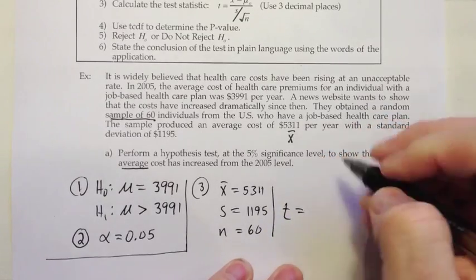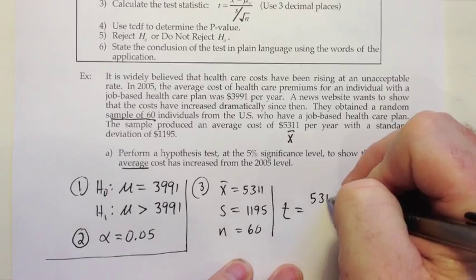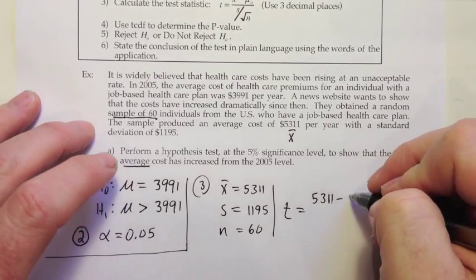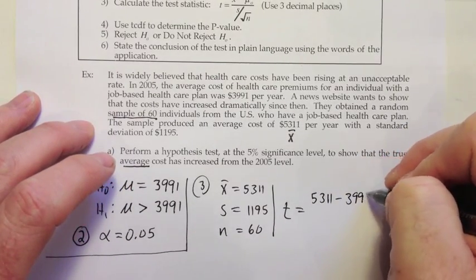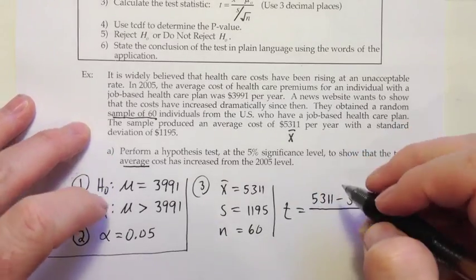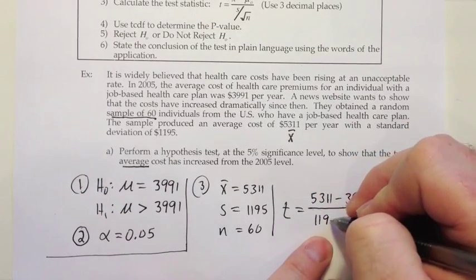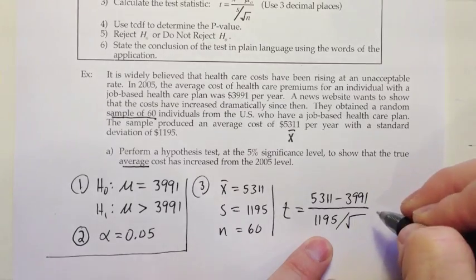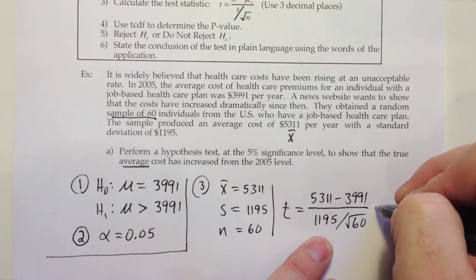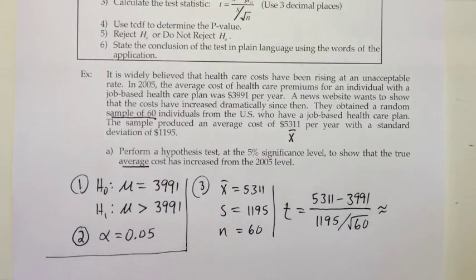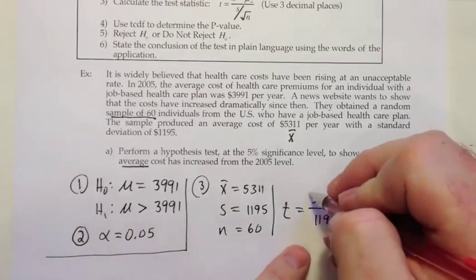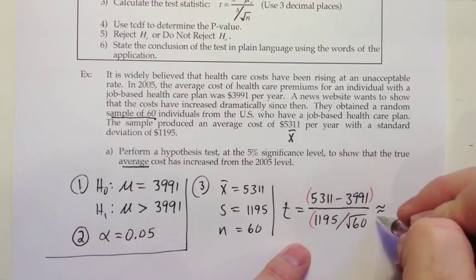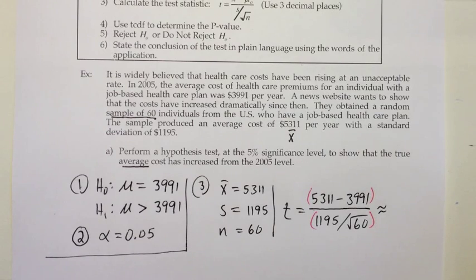So t would be the X bar, 5311, minus the claim mean, 3991, divided by S, 1195, which itself is divided by the square root of the sample size, which is 60. And that'll give us our t-score. So again, reminder, when you go to the calculator, you need parentheses around the top and the bottom. And the other reminder is to think about, does that seem like a big difference or not?